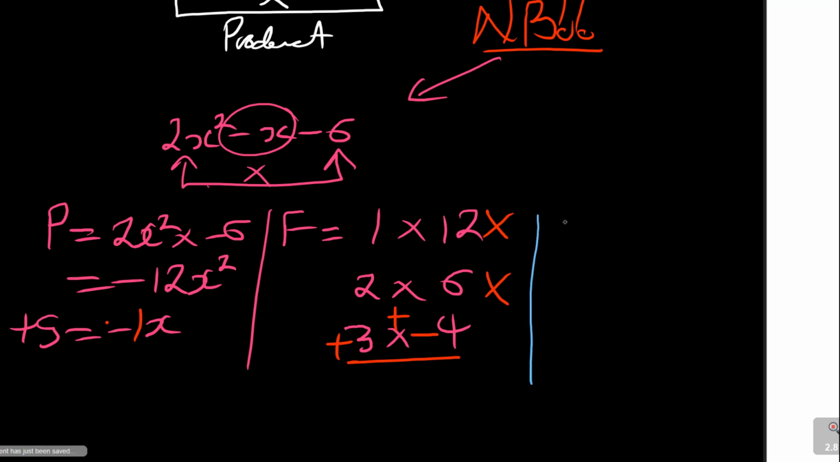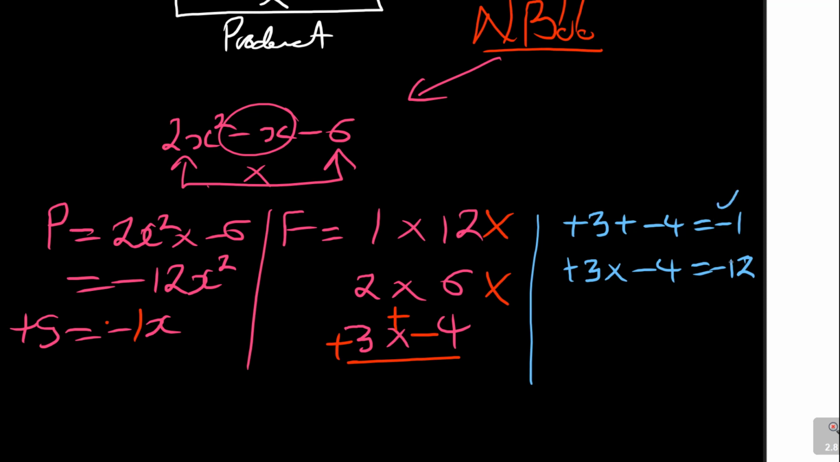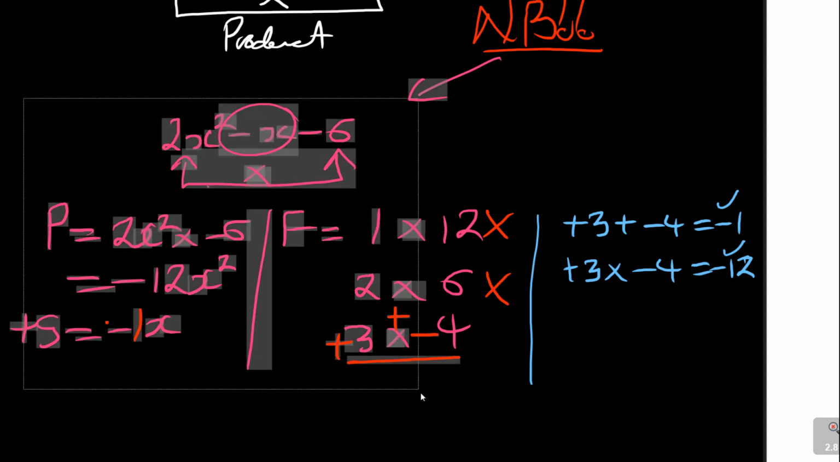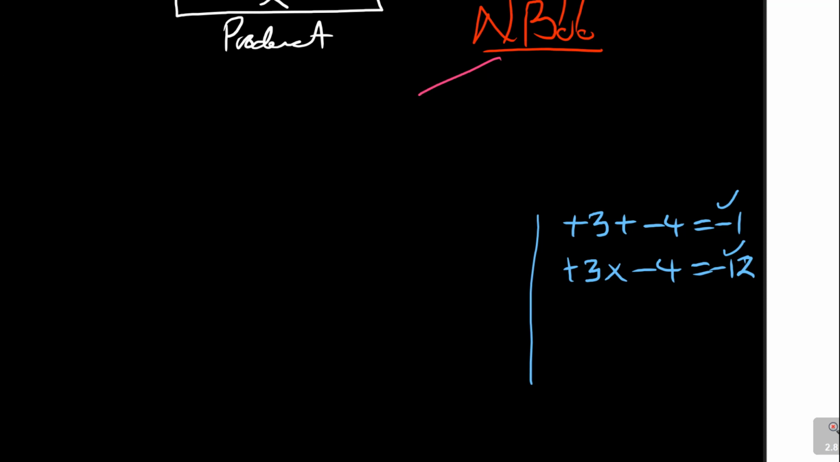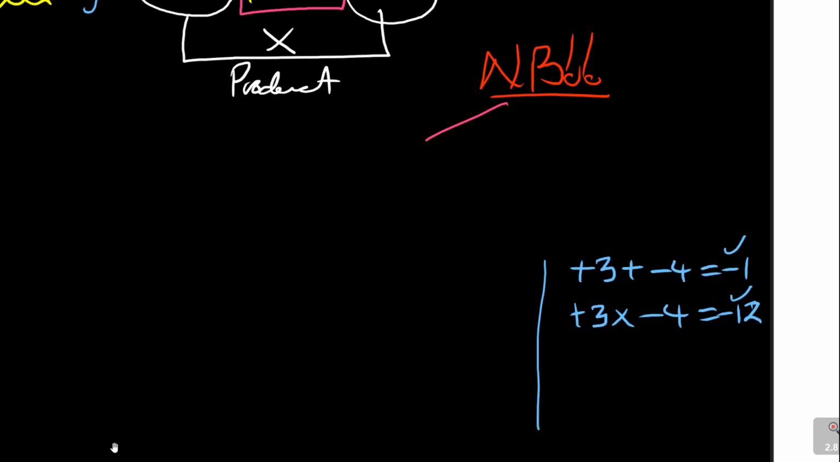If I say plus 3 plus minus 4, we got minus 1. Then plus 3 times minus 4, we got minus 12. Is what? Sum? Yes. Product? Yes. Because one number must be negative. Then at that stage, we come here and say what? And then we conclude. What did I do?